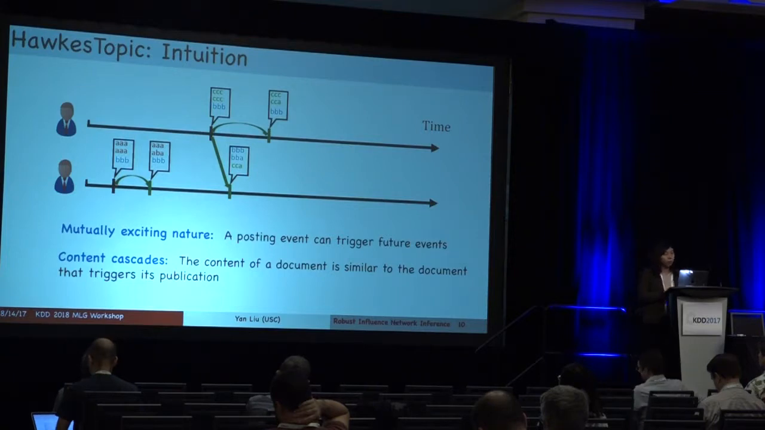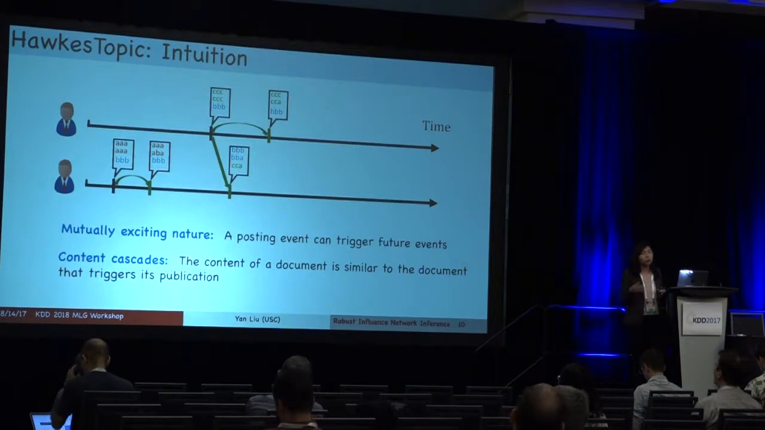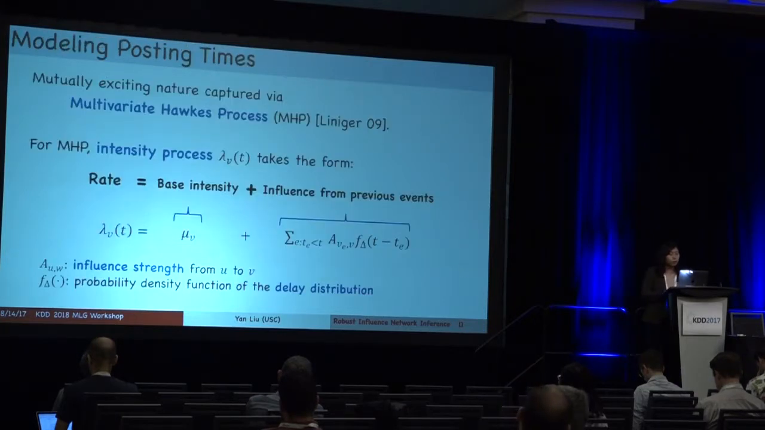So this is one part. The other part we want to capture in this particular model is that we want to model the content cascades. This means that we think the content of a document will be similar to the document that triggers its publication. So now we are able to connect the content information together with the cascade information. That is essentially how we want to model these two types of processes together in one unified model. Next, I'm going to talk a little bit about the specifics of the model.